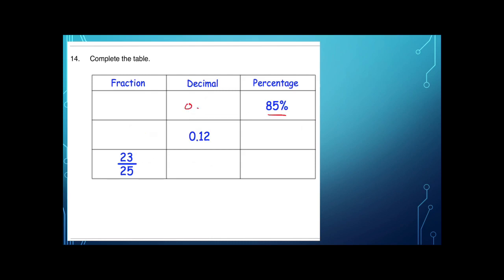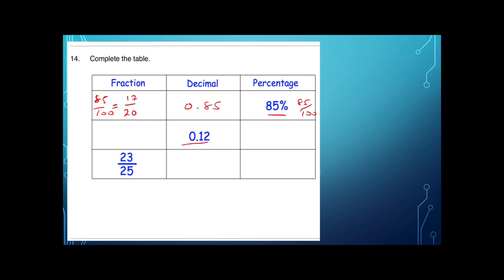85%. I mean, that literally means 85%, which is 0.85. So again, 85 out of 100. We can divide the top and bottom by 5. So 17 times 5 is 85, and 5 times 20 is 100.